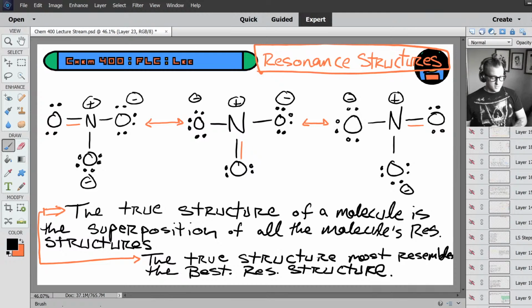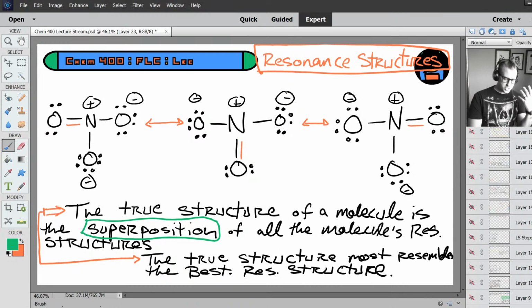All right. So, okay, what are we talking about? What is this enigmatic word superposition? All right, superposition is a word that basically means it's a combination of all of these together. All of these structures together are the superposition. The superposition is all of these kind of overlaid together and combined together.